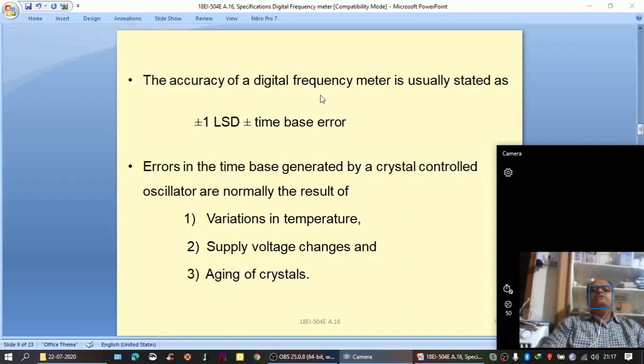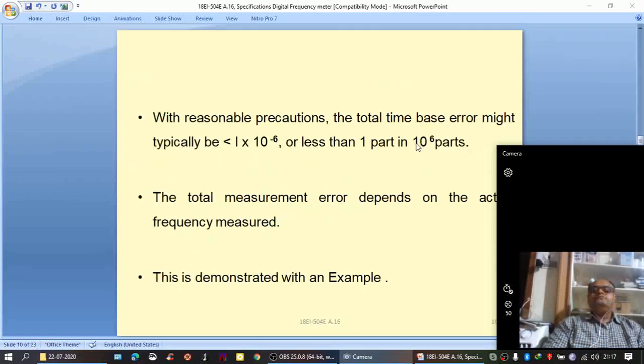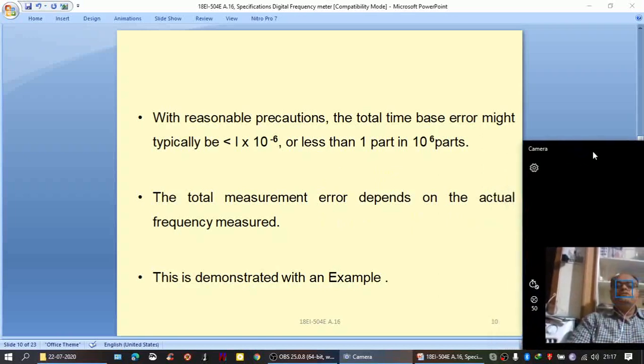So the accuracy of a digital frequency meter is stated as plus or minus 1 LSD plus or minus 1 time base error. With reasonable precautions, the total time base error might be typically less than 1 microsecond. That is, the minimum possible error is 1 microsecond, that is one cycle. The total measurement error depends on the actual frequency measured.